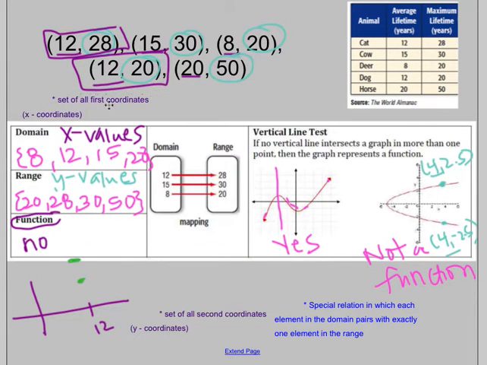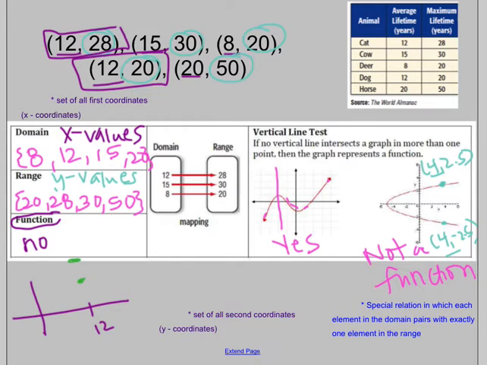These are just more wording, so this is another way you could say your domain. Set of all x coordinates. Y is the set of all second coordinates. Okay. All right, so we're going to move on.